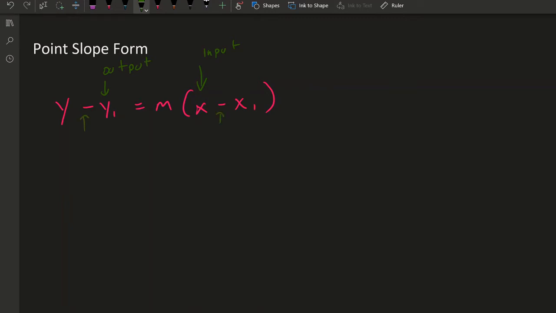That means, oops, pointed to the wrong y. The subtraction signs mean that we are going to do the opposite of the actual point. So we're going to have a point (x1, y1), and we're going to put the opposite of those numbers right here. And then just like the other one, m is the slope.